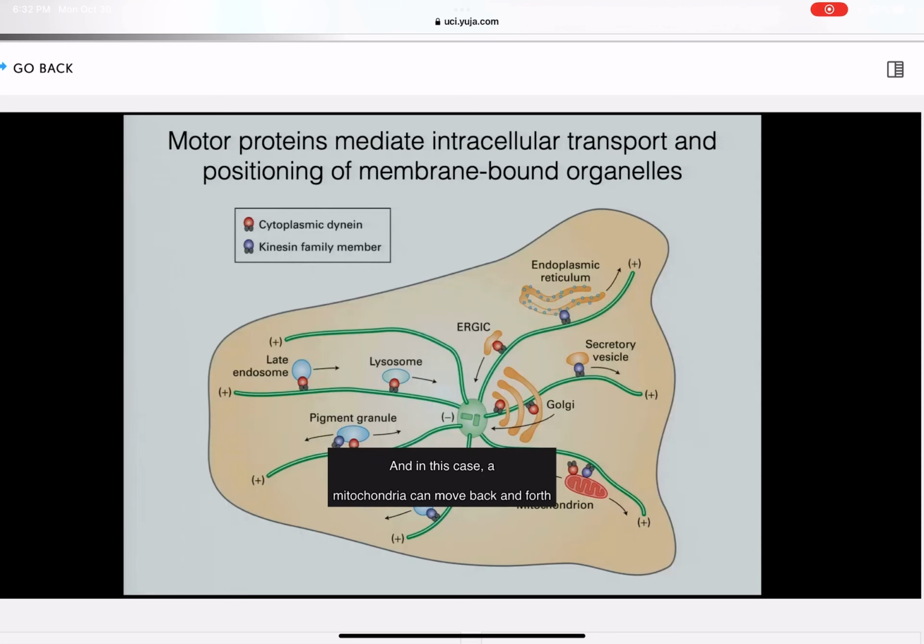And in this case, a mitochondria can move back and forth along these microtubule highways, as can endosomes, Golgi, ER, in addition to viral particles. Right? Because it's much more efficient to use a highway than it is to just randomly float in the cell hoping to get to the direction that you want to be in, right? And all of this is facilitated by these motor proteins on microtubules.